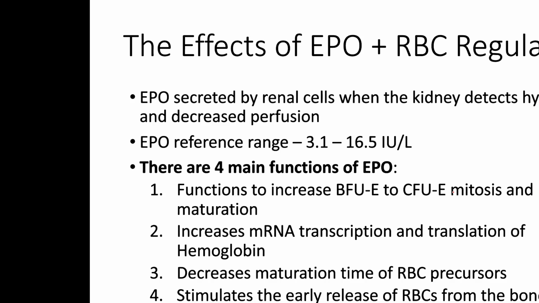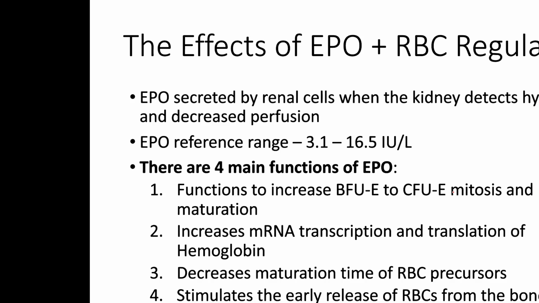So there's sort of four main functions to EPO. Its job is to increase the amount of BFU to CFU mitosis and maturation, increasing the speed at which mRNA is being translated into hemoglobin, decreasing the maturation time, and finally stimulating the early release.